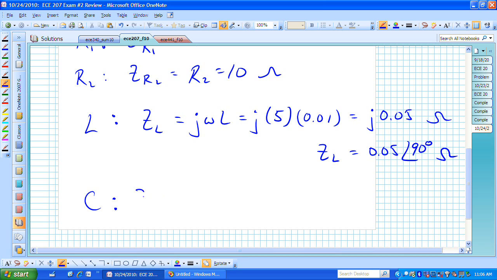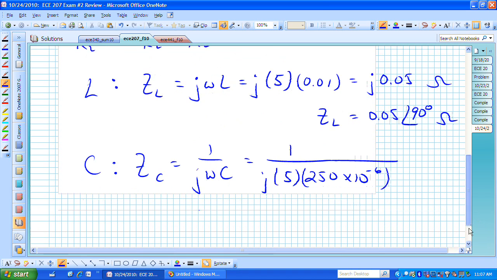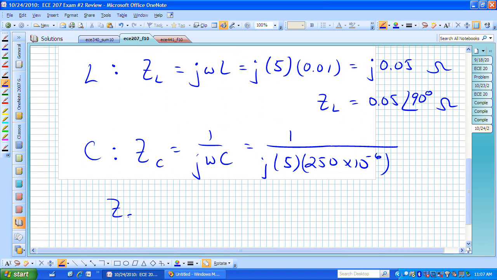For the capacitor, Z sub C, the impedance of the capacitor, that's 1 over j omega C. Again, we just plug in our frequency of 5 radians per second. Our capacitor value is 250 microfarads, and micro is 10 to the minus 6, and we're basically then done with this problem.